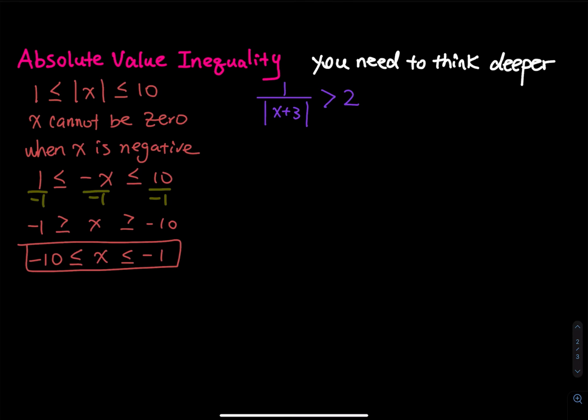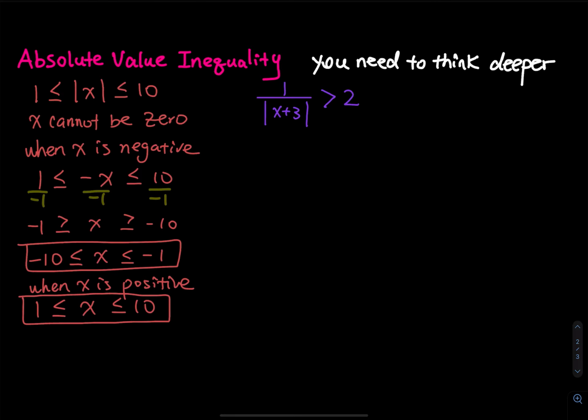And then the other solution set is, what about when x is positive? So when x is positive, what do you have? You have 1 less than or equal to x less than or equal to 10. That's it. So you have two solution sets.